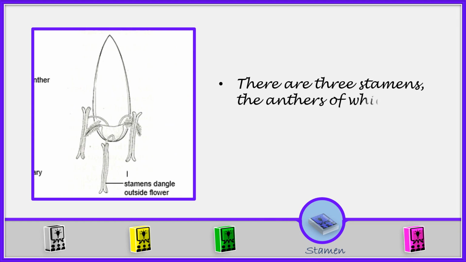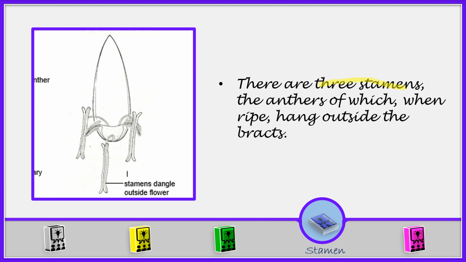There are three stamens, the anthers, of which, when ripe, hang outside the bract. Now, if we come back here, this is the bract. We have said that it is the green structure covering the reproductive parts. But we are saying that it has got 3 stamens. And these 3 stamens are these ones that we are seeing here.